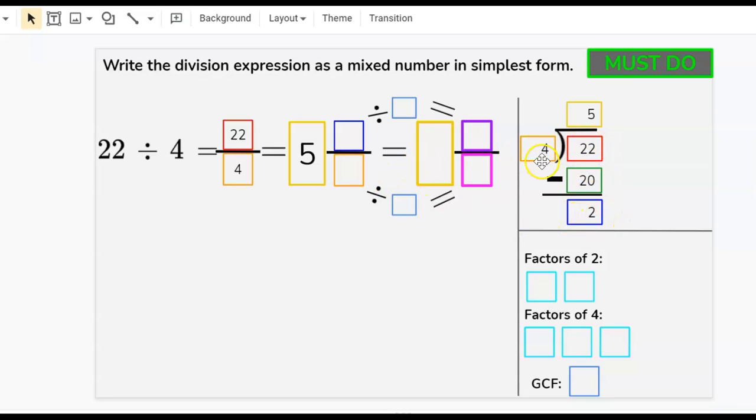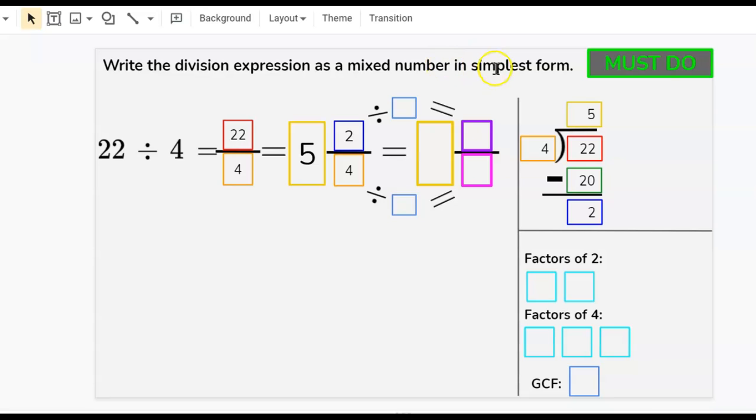When we subtracted, when we made our 5 groups of 4, we used up 20, we had 2 left over, so that is our numerator. Our denominator stays the same. It was still cut into 4 pieces. So now we have 5 and 2 fourths.